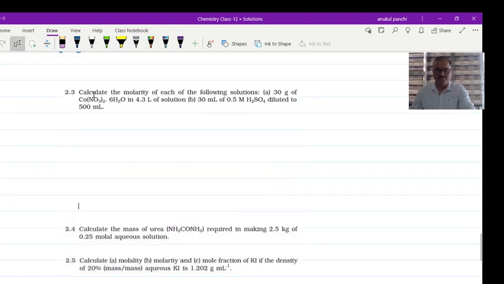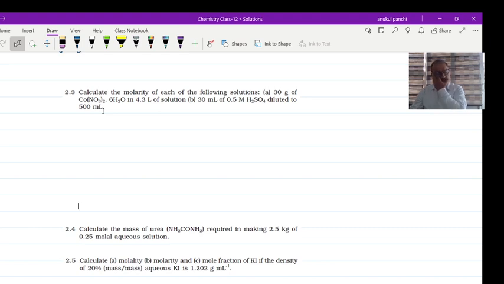See this numerical. Calculate the molarity of each of the following solutions. First case is 30 gram cobalt nitrate in 4.3 liter of solution. Second is 30 milliliter of 0.5 molar sulfuric acid diluted to 500 milliliter. In these numericals, you have to get molarity. In the second case it is also molarity, but the situations are different. In the first case, 30 gram of solute is in 4.3 liter.